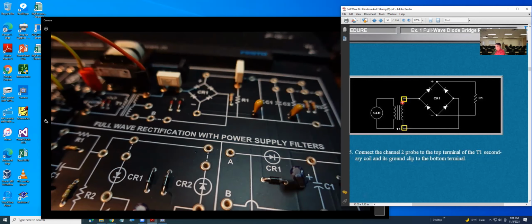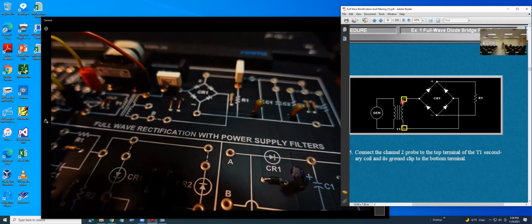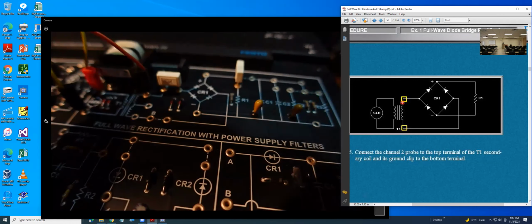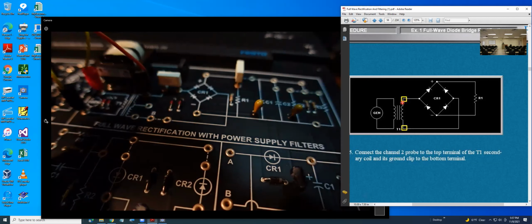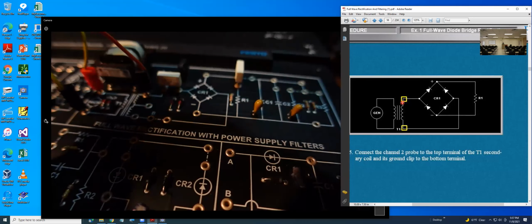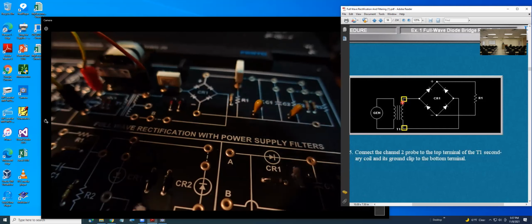And now they say connect scope channel 2. And we connect channel 1 to the generator output. So this is channel 1, now I can connect channel 1. And ground will be tied to the root.